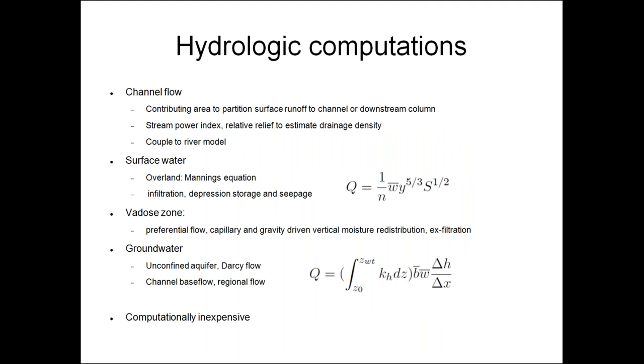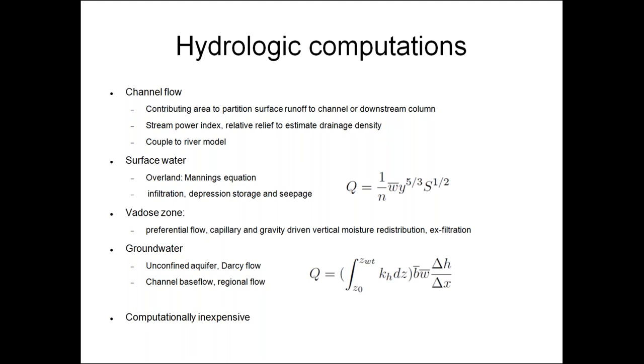A little bit on hydrologic computations in this model. We would want to include some type of channel routing, channel flow in the columns themselves and couple them to a regional river model. We could use simple parameterizations that relate a contributing area of how much overland flow would contribute to streamflow, how much would contribute to lateral flow to the downslope column. And we could use topographic indexes, metrics to understand, if we do not have the data, how much of a stream channel routing system is in the columns.